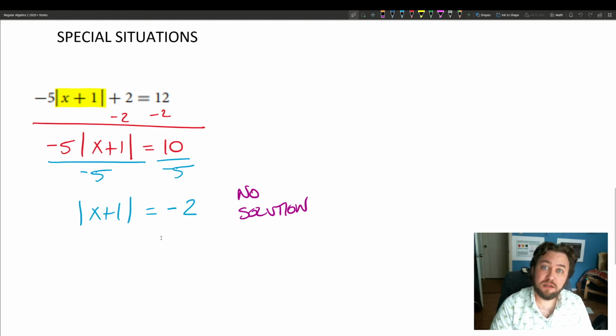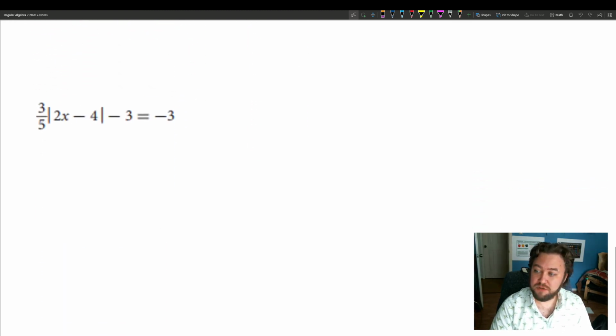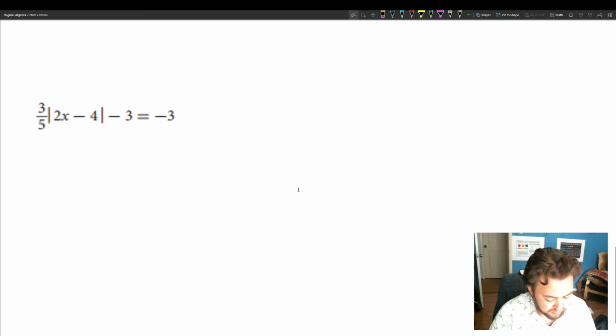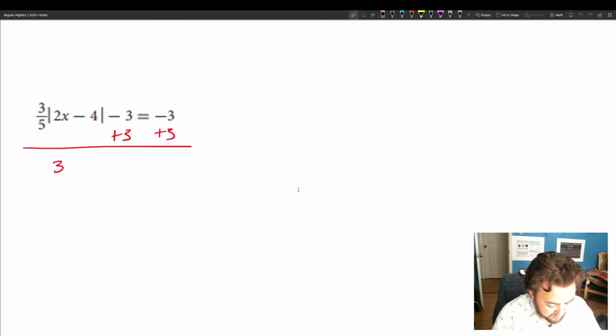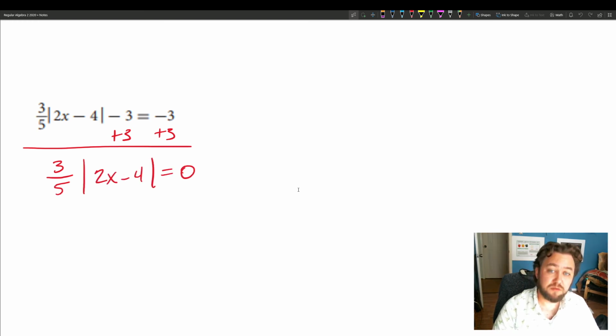How about another special situation, like this one right here? So what I'm going to do is start off just the same. I got the stuff in my absolute value bars. I want to get rid of the other stuff. So I'm going to start by adding 3 to both sides of my equation. Plus 3. So I get 3/5 times the absolute value of 2x minus 4 is equal to 0.